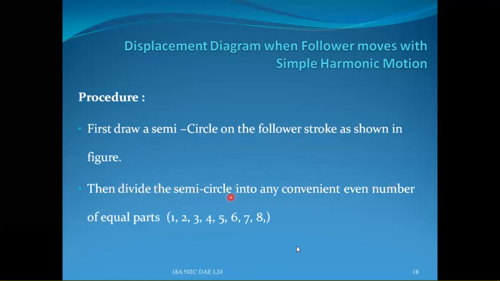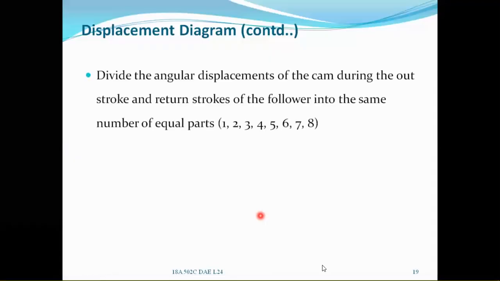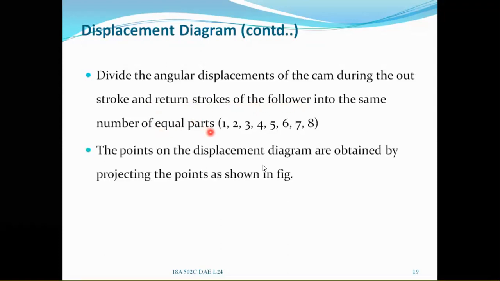And then divide the semicircle into any convenient even number of equal parts. Let us say 1, 2, 3, 4, 5, 6, 7, 8. Divide the angular displacement of the cam during outstroke and return strokes, that means of the follower, into the same number of equal parts. The points on the displacement diagram are obtained by projecting the points as shown in the figure.